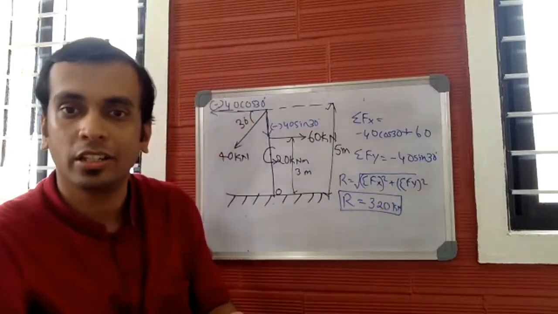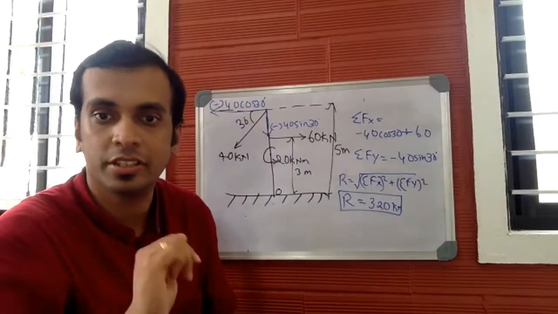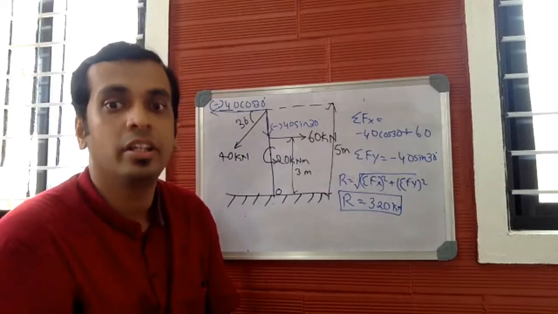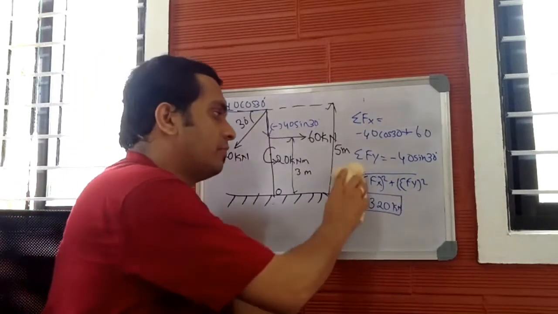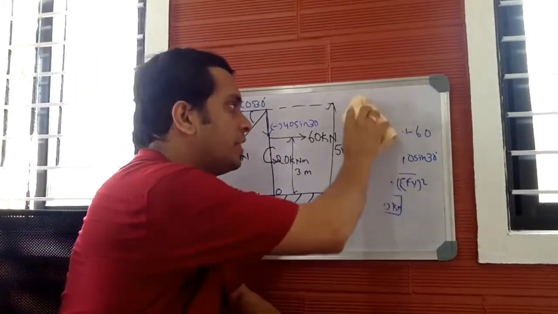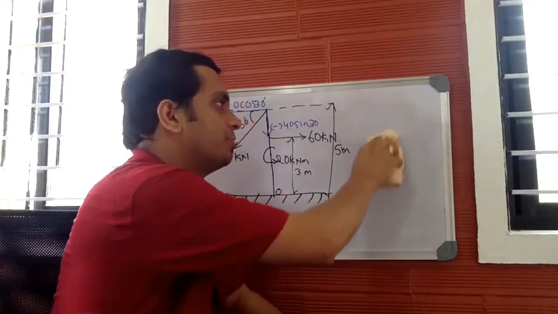Magnitude of resultant, you have to calculate this. Try doing this, you'll get the answer as 320 kilonewton. Now, going to step number 5. Step number 5 is to locate the resultant with respect to the reference point.